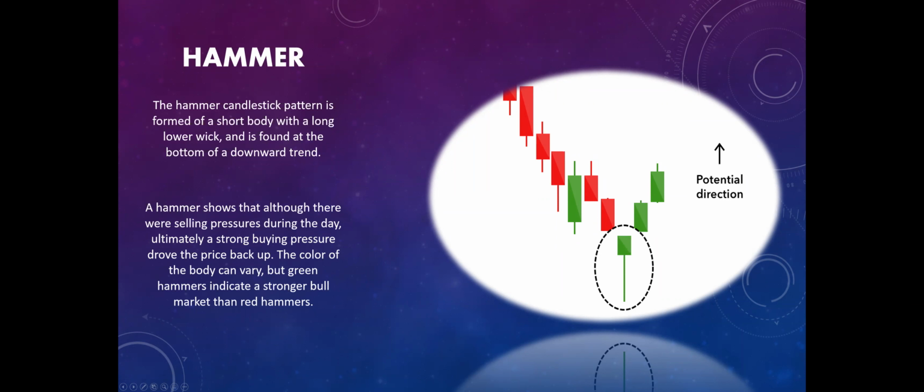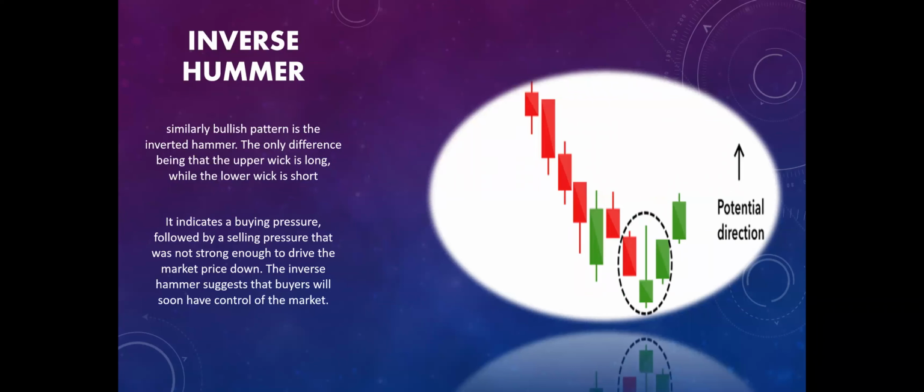All right, now we'll go to the next. The next one is the inverse hammer. It's similar to the hammer, except it's upside down. You will see a huge wick from the top with a green body on the bottom. The only difference is the upper wick is longer than the lower wick.